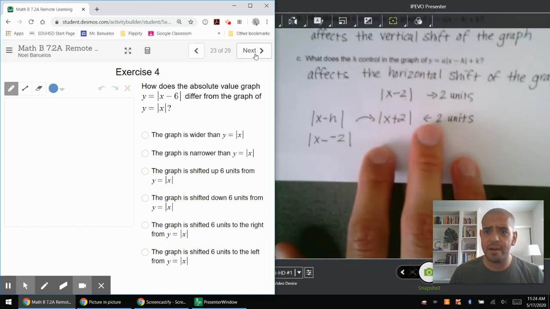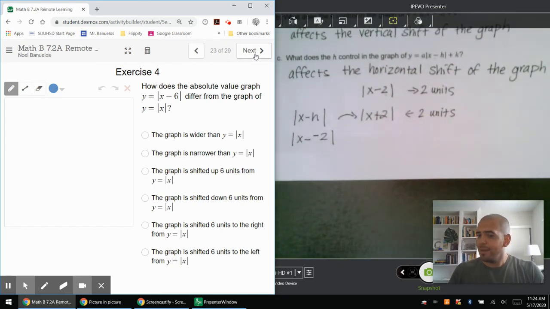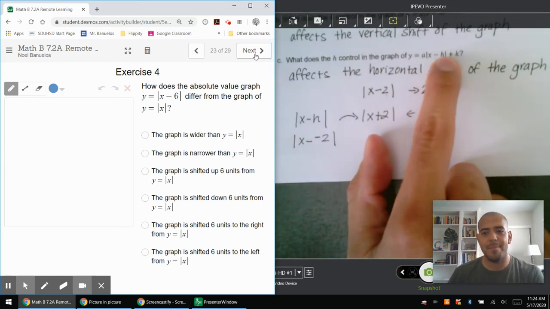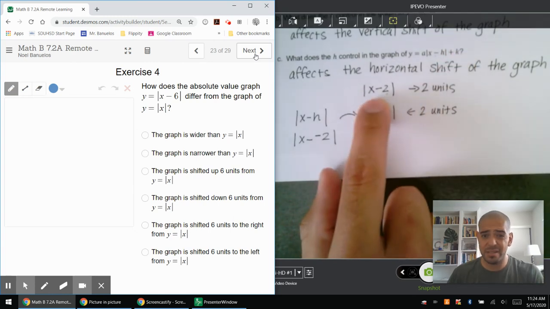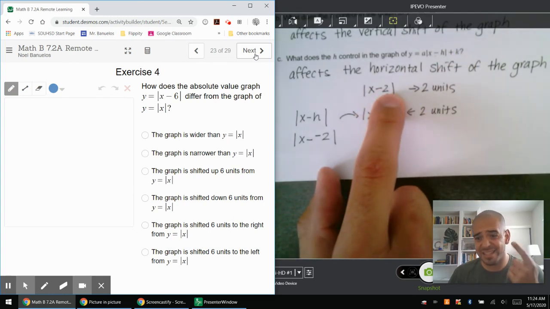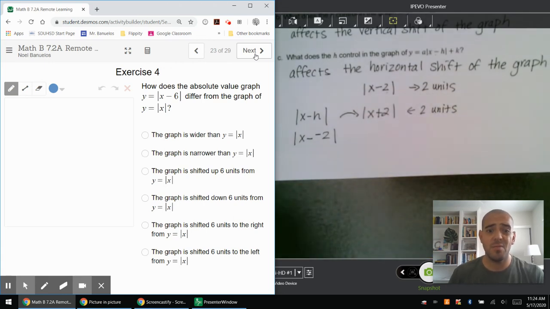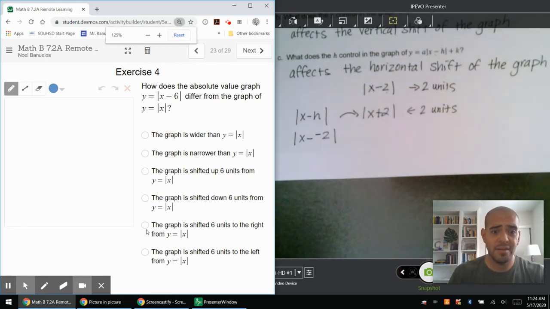So let's go down here. Now remember, I'm gonna stress this every time. A lot of you are gonna be like, oh, Mr. B, it's -6, so you shift to the left 6. Not quite, because it's minus h. It's minus a positive. So in this situation, it's -6. 6 is a positive number. So you're actually shifting it to the right 6 units.